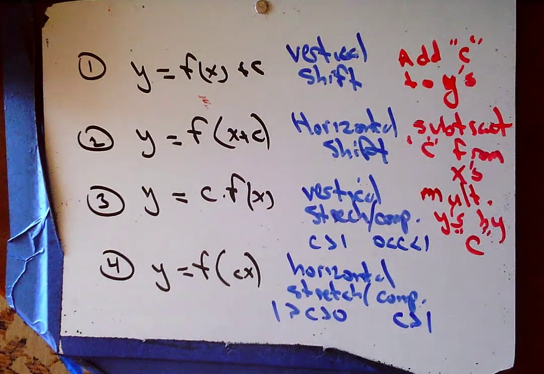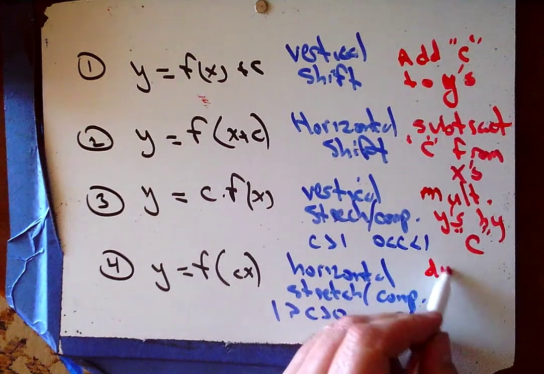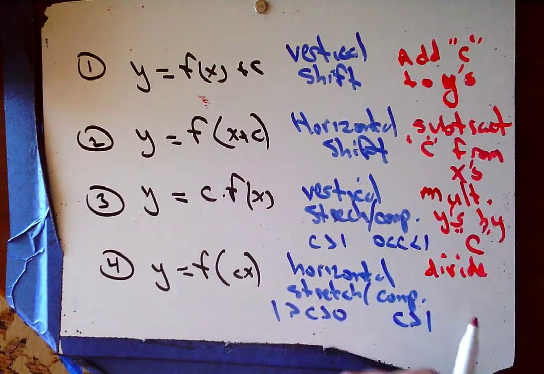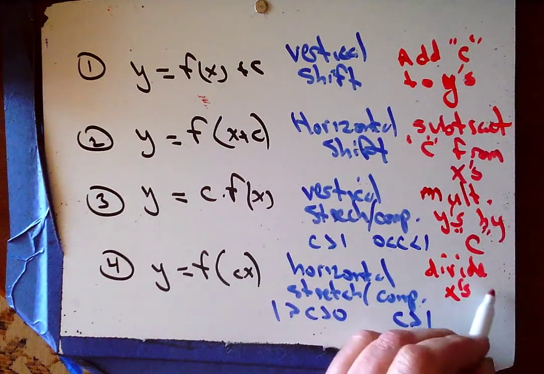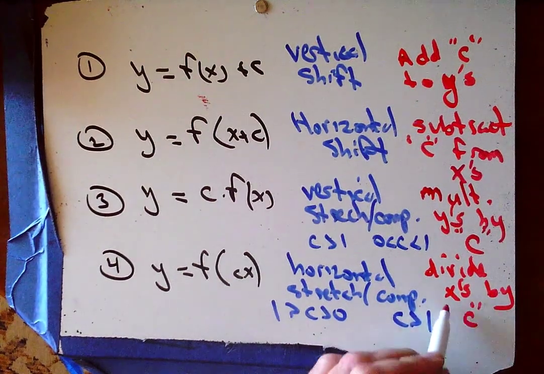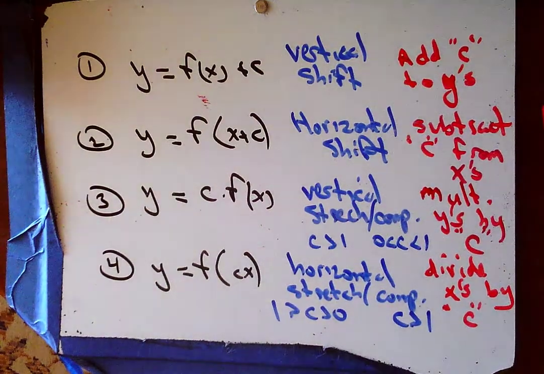What are we going to do here? We're not going to multiply. Inside is opposite land. We're going to divide. Not the y's because it's inside. Inside is about the x's. Divide the x's by c. So these are 4 main types of transformations.